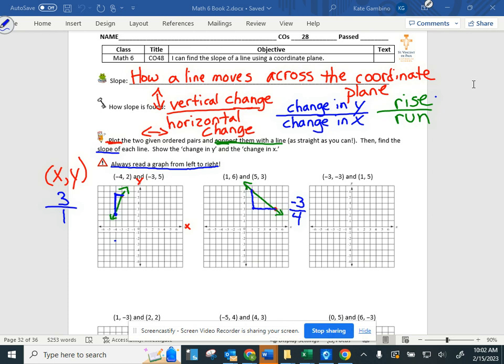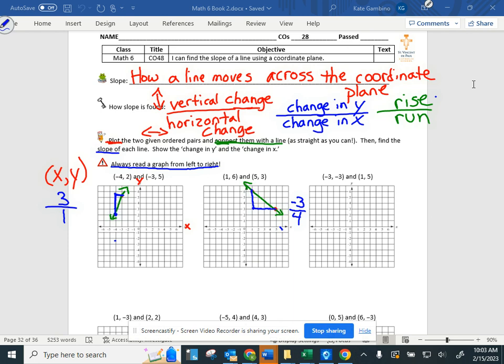Is your line going up? Then your rise goes up. If your line is going down, then your rise goes down. Does that make more sense? So look at your line. That's how you know.